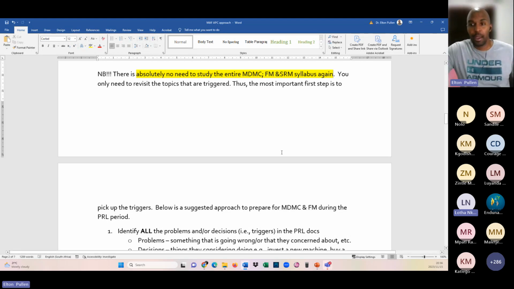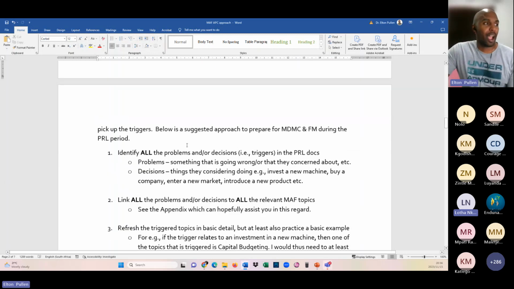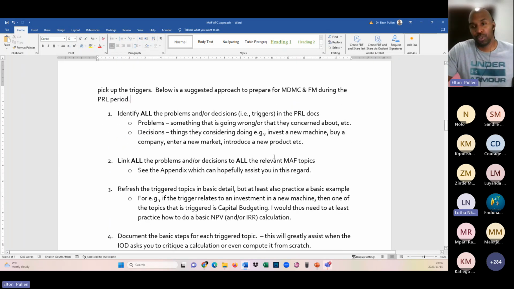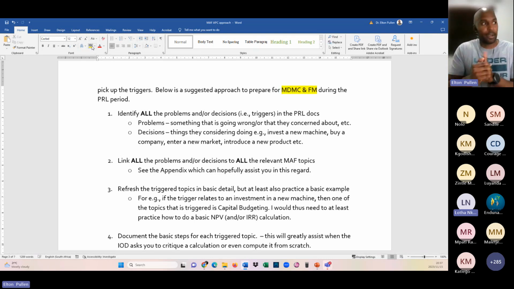Okay, so below is a suggested approach. And again, I'm not saying this is foolproof, it's just a suggestion. So below is a suggested approach about what to do in the pre-release period. I've split it up between math, or costing and finance, and then what to do in terms of strategy in the pre-release period.